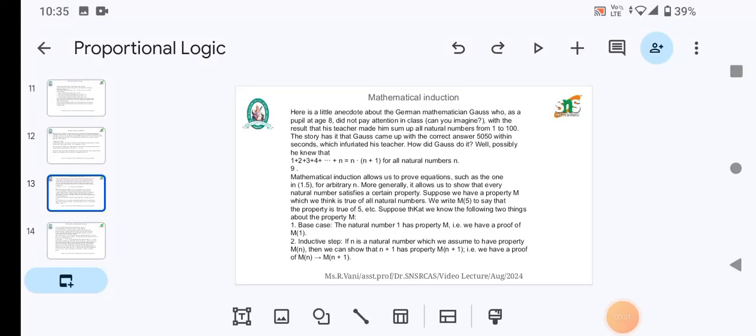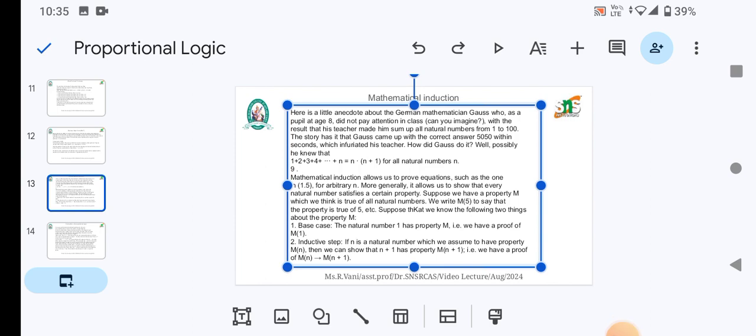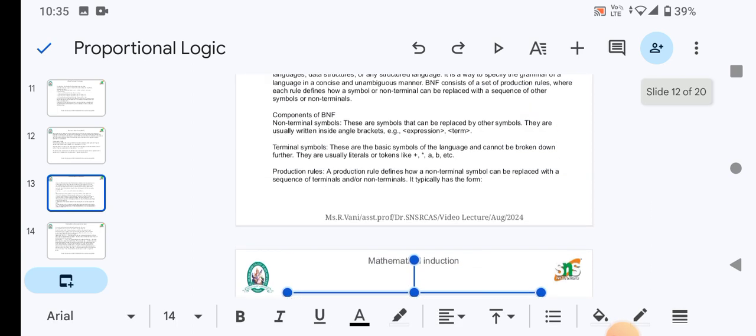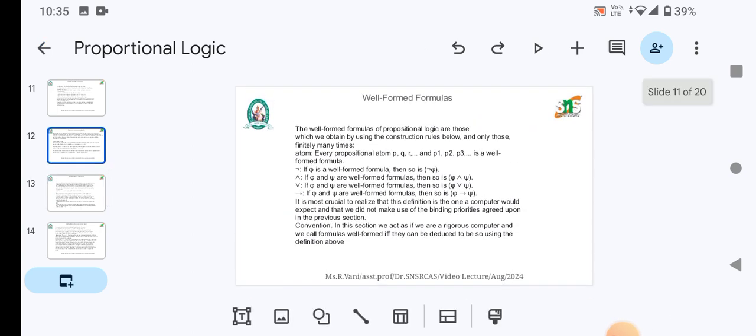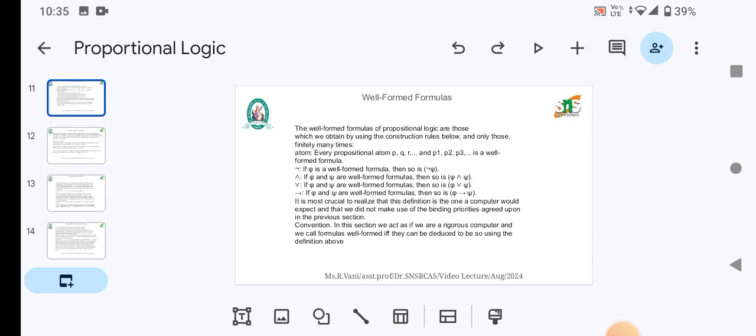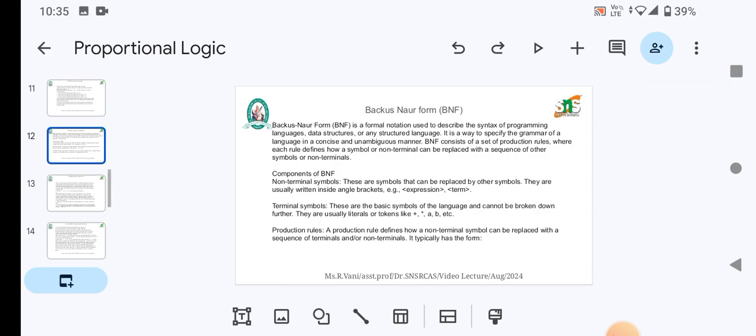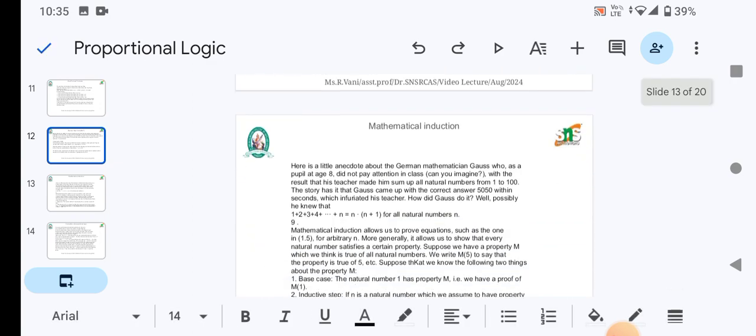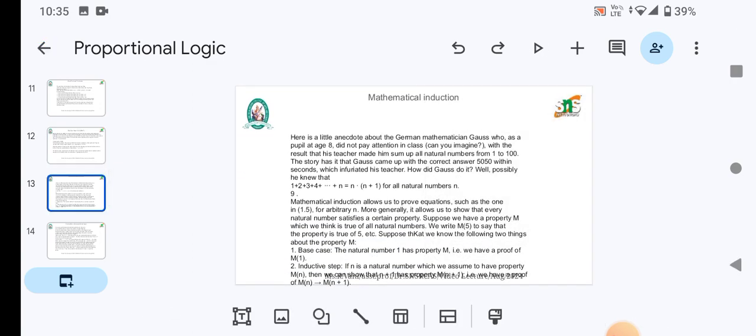Everyone, let's see the next series on mathematical induction. In the last series we have seen well-formed formulas and Wagner's form. Now we are going to see mathematical induction.